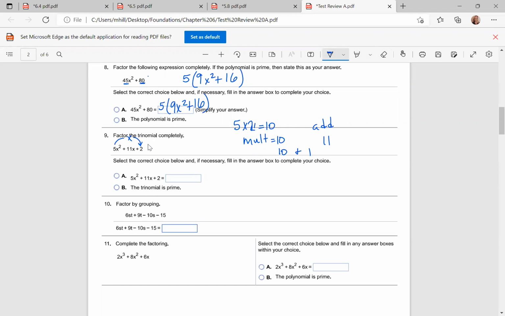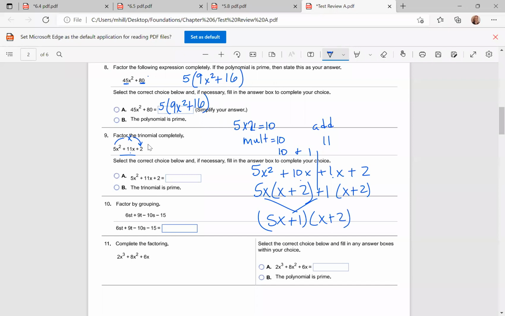Okay, so what you do is then you factor this by grouping. So you divide this up, 5x squared plus 10x plus 1x plus 2. Okay, so I've just taken this 11x in the middle and divided it into 10x and 1x. Factor out a 5 and an x. That's going to leave you with x plus 2 here. We already have x plus 2 over here, so that has to be a 1. So 5x plus 1 times x plus 2.